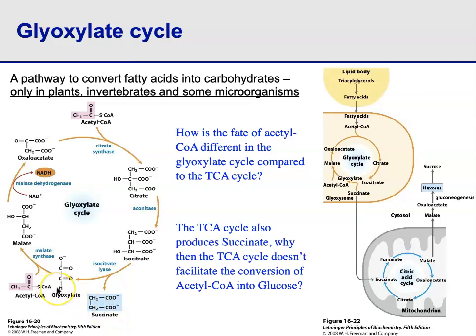Glyoxylate then, with the help of malate synthase, converts another molecule of acetyl-CoA and glyoxylate to malate, which is converted by malate dehydrogenase to oxaloacetate, the same way as the citric acid cycle. Alright, so that's the glyoxylate cycle. So how is the fate of acetyl-CoA different in the glyoxylate cycle compared to the TCA cycle?